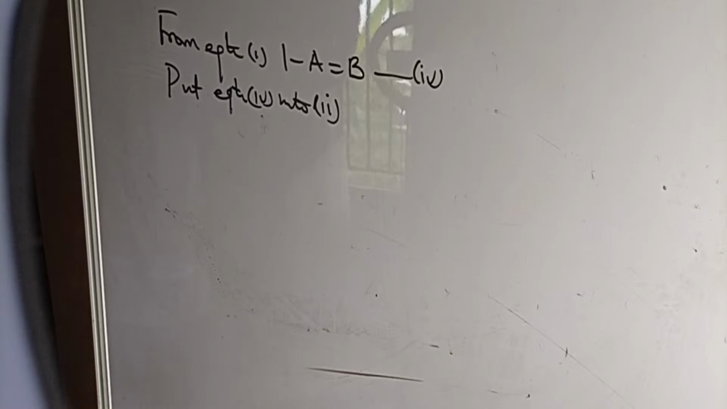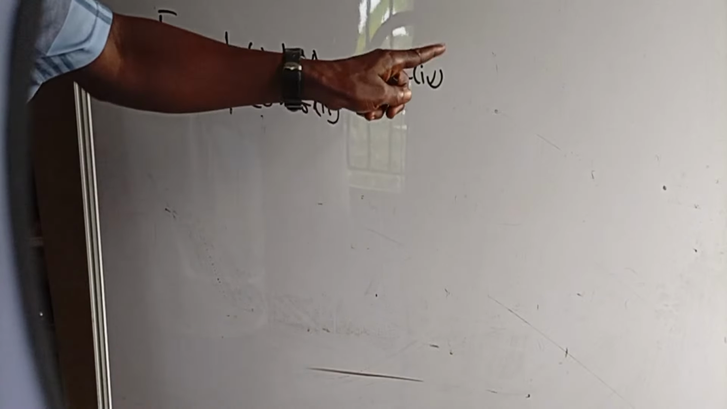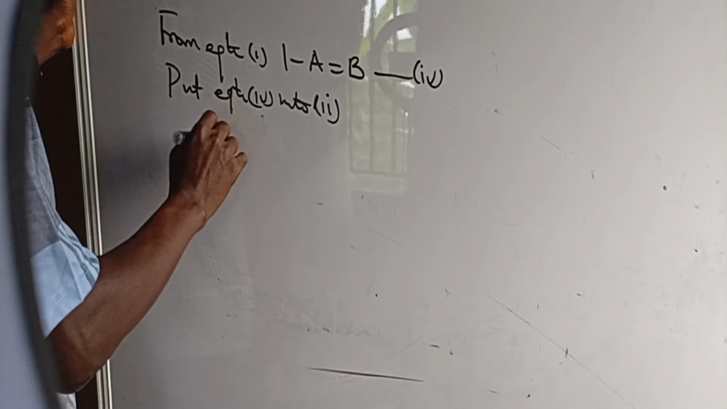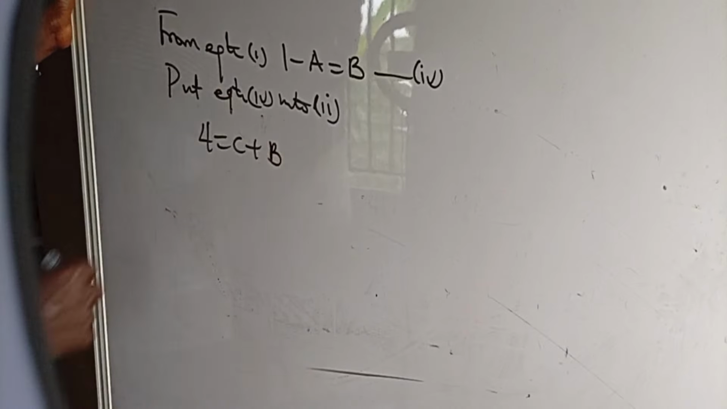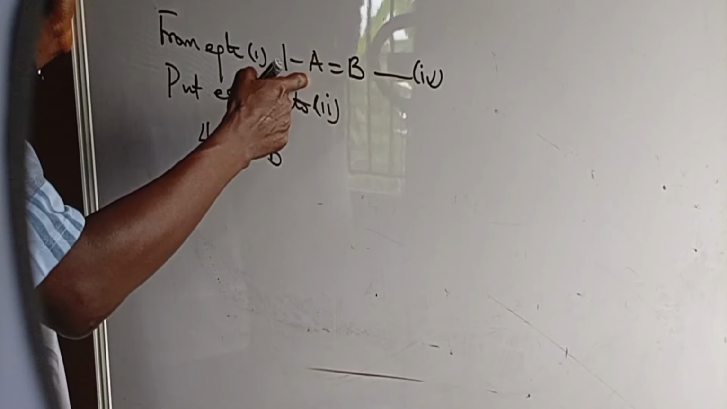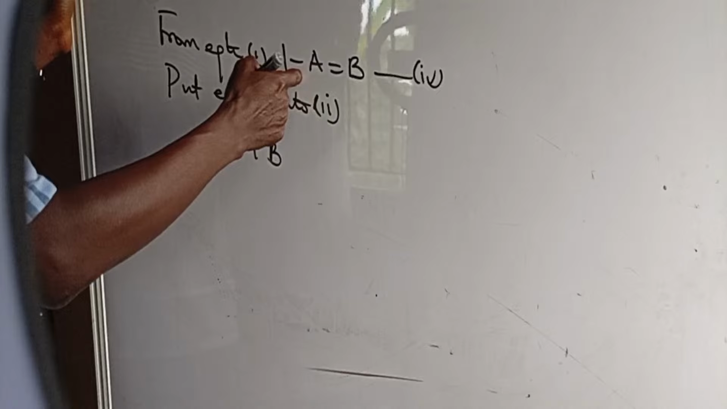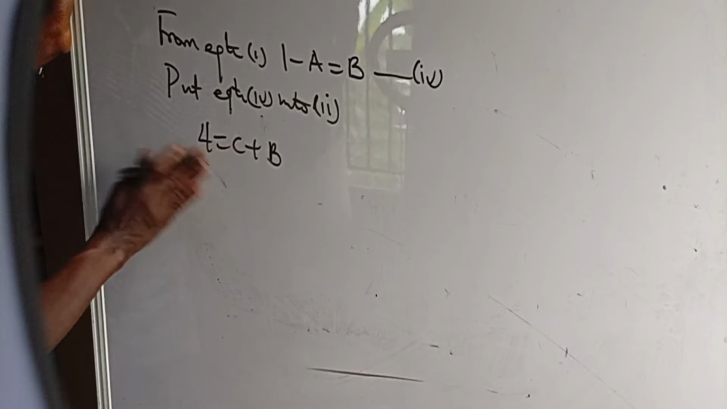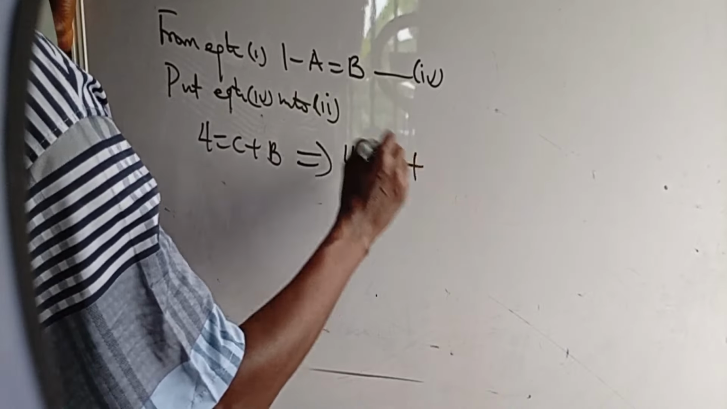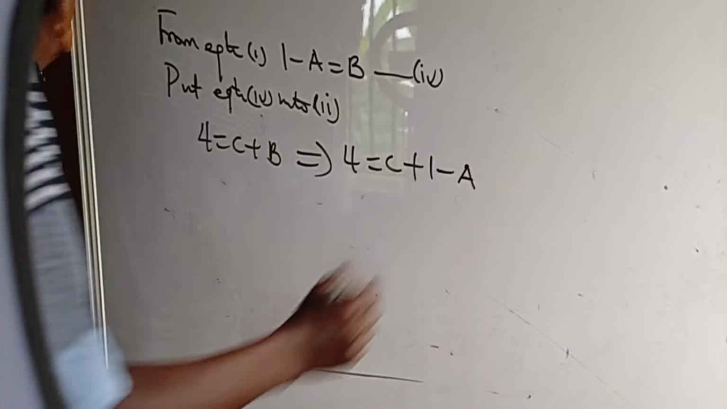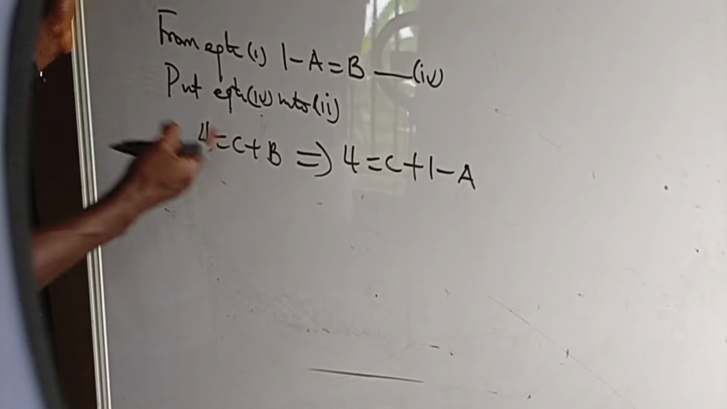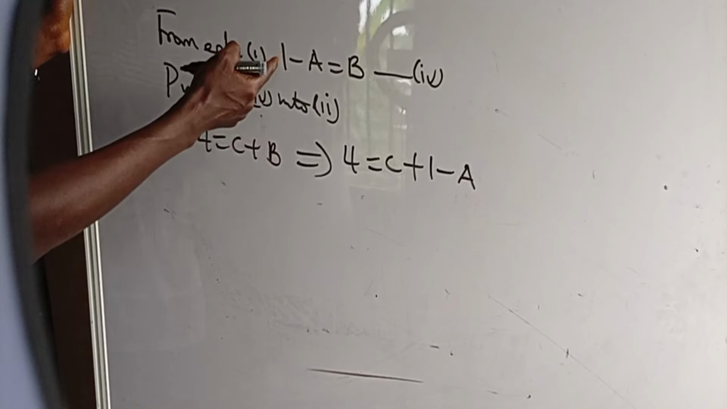Want to put 4 into 2. And 2 says 4 is equal to C plus B. So that means, and 4 says B is what? B is now 1 minus A. So wherever you see B, write 1 minus A. So we have 4 equals C plus 1 minus A. Of course, because our B is no longer B, it is now 1 minus A.